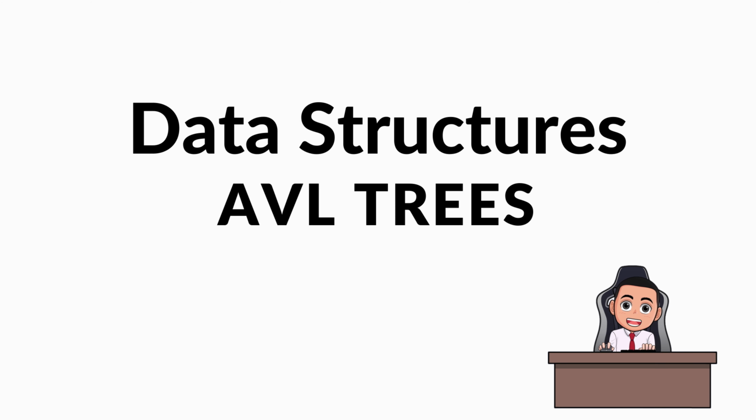In this tutorial we are going to be going over AVL trees in JavaScript. So, to get started, an AVL tree is basically a balanced binary search tree. More specifically, a height balanced tree.